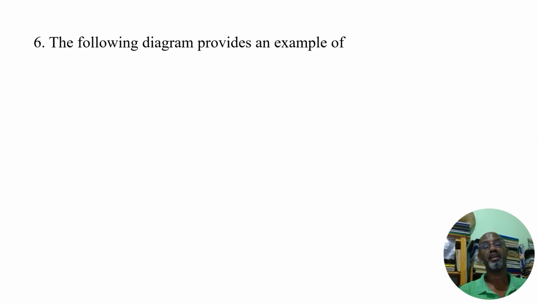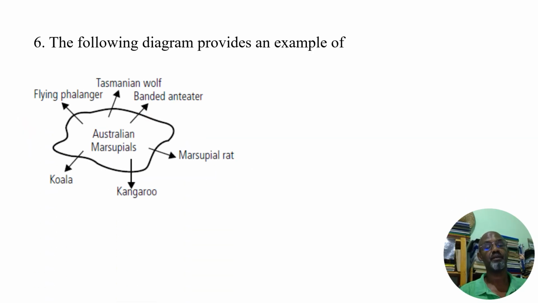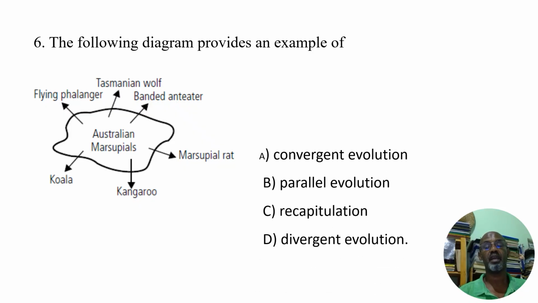Question number 6. The following diagram provides an example of, look there, the Australian marsupials gave rise to different types of organisms in different geographical areas. Therefore, this is simply an example of divergent evolution, which is related with adaptive radiation, of course. A. Convergent evolution, B. Parallel evolution, C. Recapitulation, D. Divergent evolution. Therefore, the answer is divergent evolution, definitely.